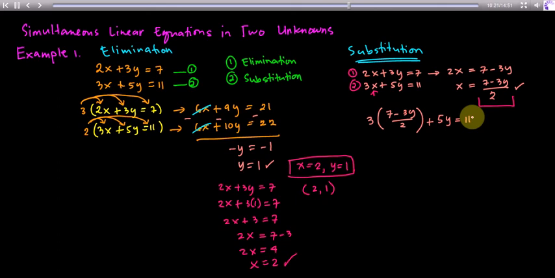Then let's solve. So having 3 times 7, let me level it. 3 times 7, we're having 21 minus 3 times 3y. 3 times 3y is equal to 9y. All over 2. And just copy plus 5y equals 11.